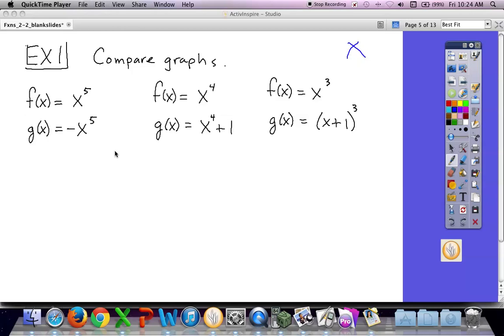So the example one is about basically transforming parent functions just like we did in section 1.3. When I say compare the graph, we can look at a graph of x to the fifth, and then we can see what changes when we put a negative in front of that. So let's try to do that.